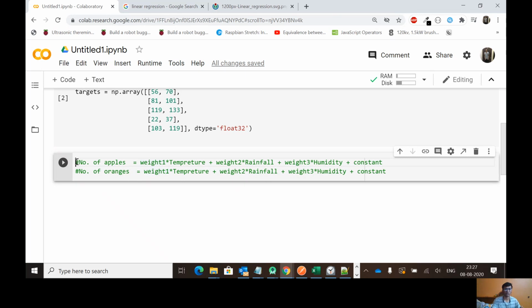It's not just the summation of temperature plus rainfall plus humidity plus constant. We have number of apples equal to weight 1 into temperature plus weight 2 into rainfall plus weight 3 into humidity plus constant. So our task will be to find the values of these weights.